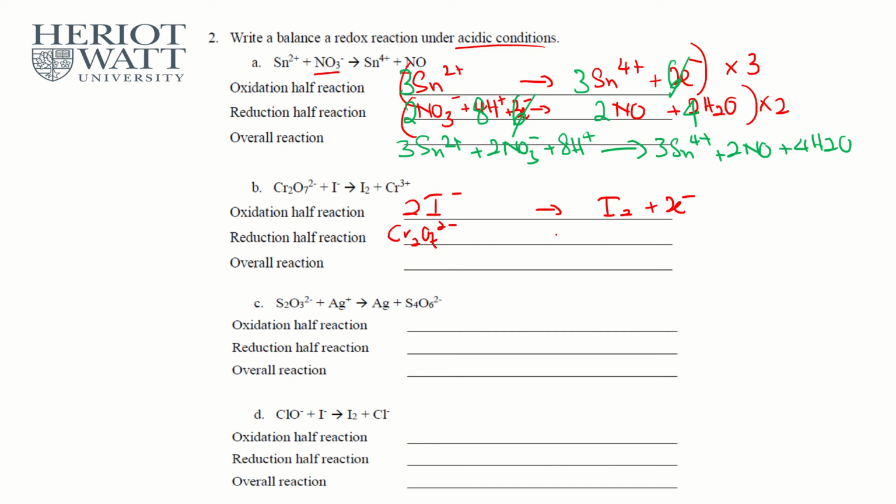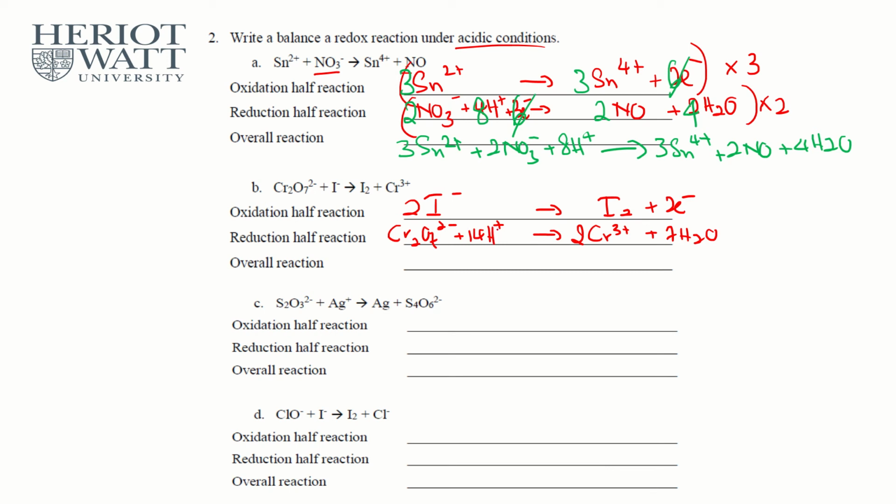Okay, reduction is Cr2O7 2- changing into chromium 3+, right? So let's balance the element here, 2 chromium, 2 chromium. Oxygen, we have to add 7 water in order to balance the oxygen, 7 oxygen on the left and right. And then balance the hydrogen, we need 14 H+. See that? Because I have 14 H+ here, 7 water.